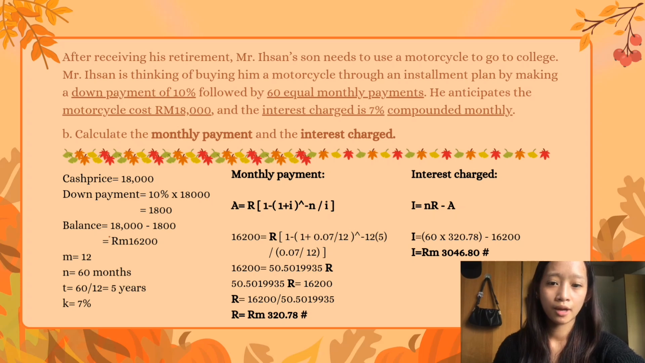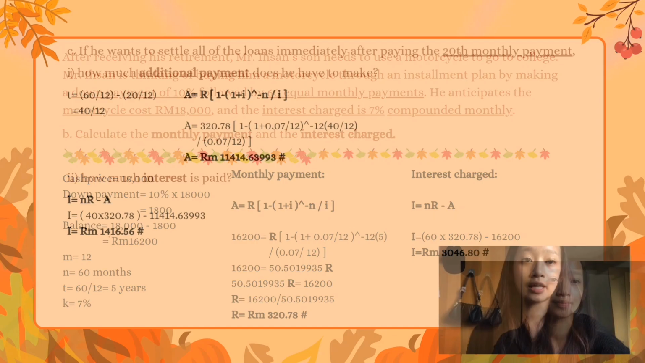For the monthly payment, we can use the A formula and R as the monthly payment. After substituting the information given into the formula, we get R, which is 320.78 cents. And for the interest charge, we can use the I formula. After substituting the information given into the formula, we get I equals 3,046.80 cents.